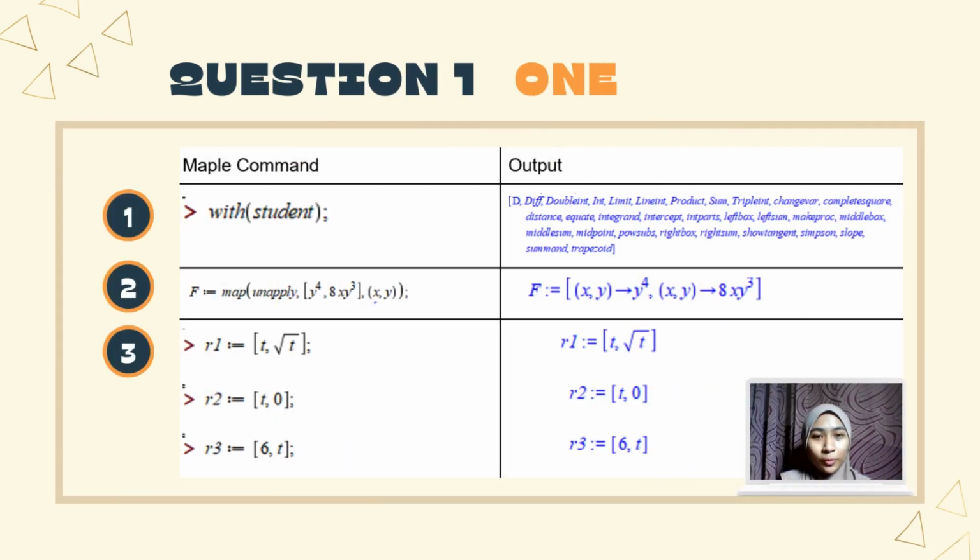Next, for Maple command question 1. First, we state the with(student) and the output will appear as in the slide. And then after that, we insert the equation f equal to map unapply y to the power of 4 plus 8xy cubed, in terms of x and y. Then after that, we insert the R1, R2 and R3.